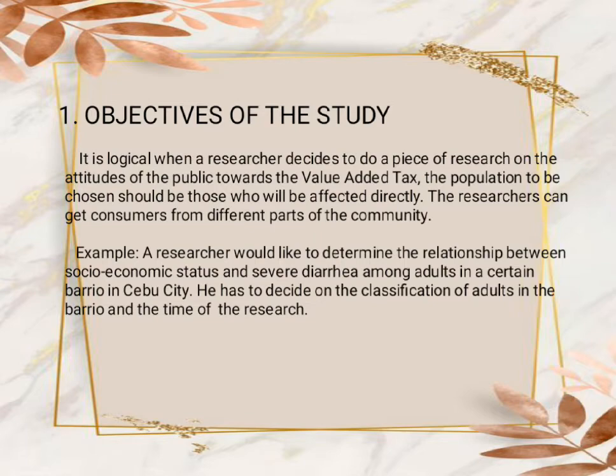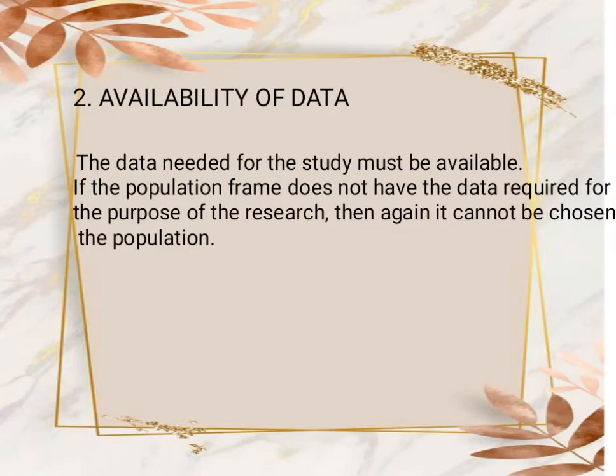In other words, the objective of the research report determines who the respondents are and the population to which they belong. Availability of data. The data needed for this study must be available. If the population frame does not have the data required for the purpose of the research, then again it cannot be chosen as the population.